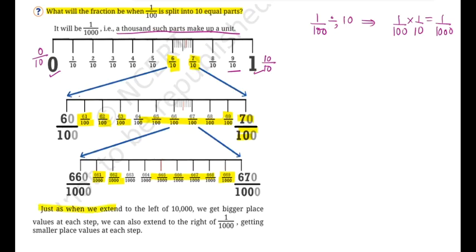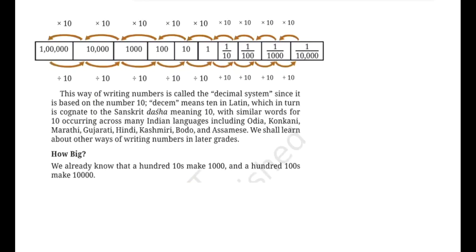Just as when we extend to the left of 10,000, we get bigger place values at each step, we can also extend to the right of 1,000, getting smaller place values at each step. So what they are trying to say is, when you were at this 1 unit, as you move towards the left, you get it multiplied by 10 at every step. So from 1 came 10, again multiplied by 10 you get 100, then 1000, then 10,000, then 1 lakh, and after this 10 lakhs will come.